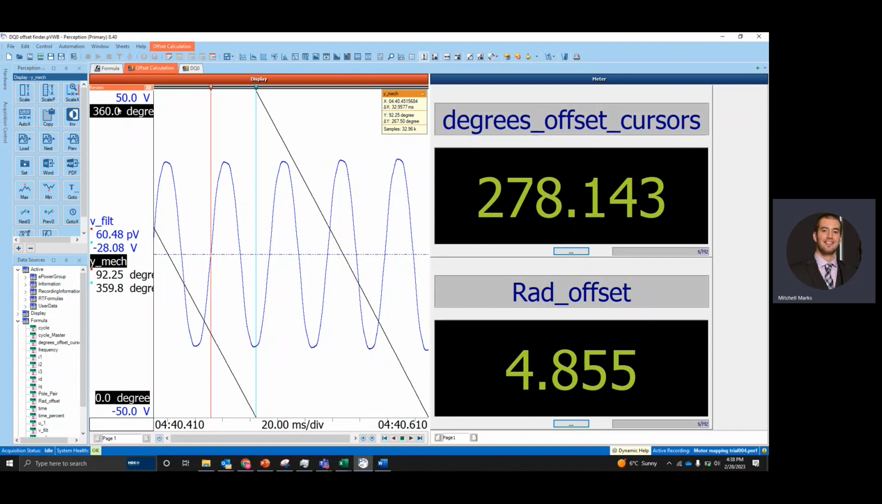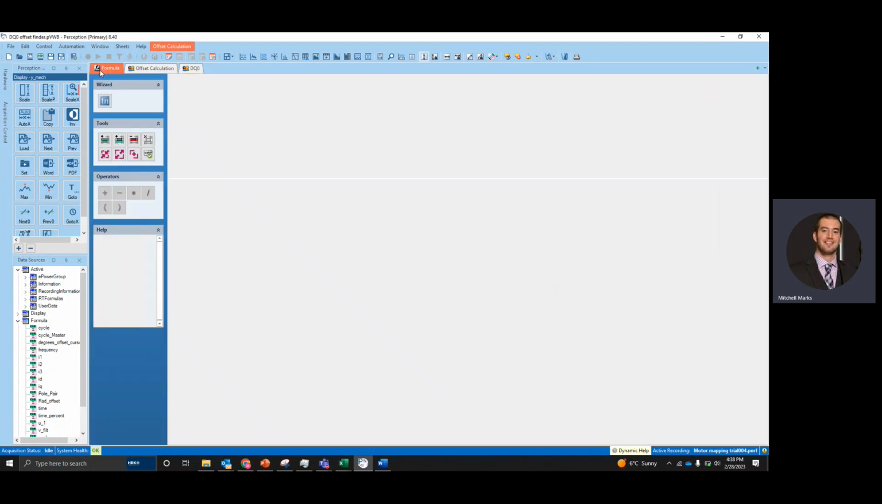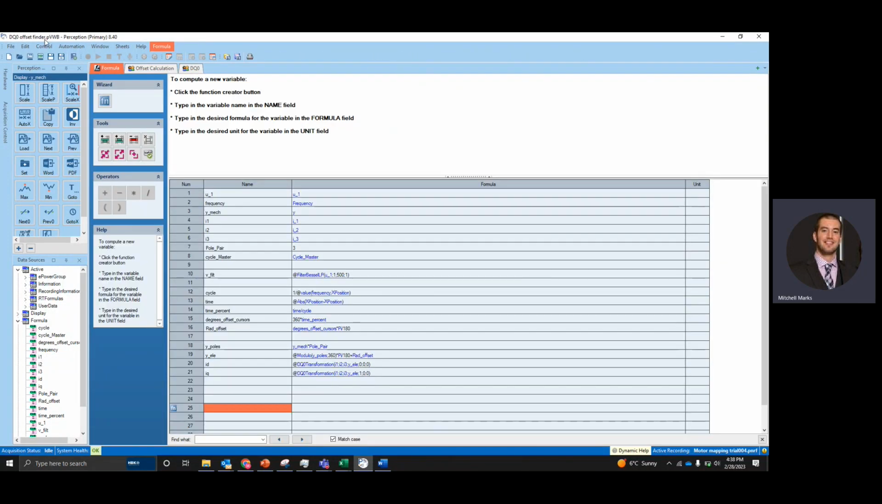We recently had a request for determining a DQ0 offset. So I made a Perception workbench called DQ0 Finder. I loaded in some data, and I'm just going to walk through the equations first. So we want to look at our back EMF.